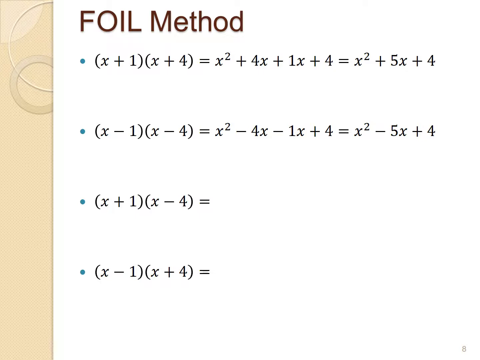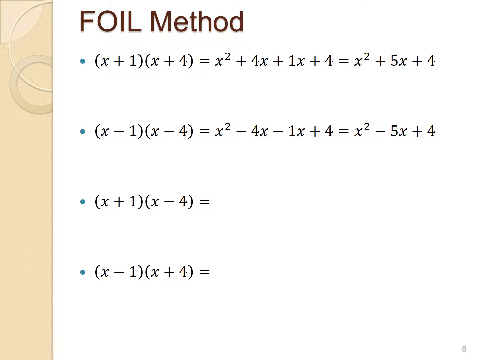You'll notice that all of these are basically the same x and constants, but I changed the signs in between. We should always get a different answer because of this, and we do. When we combine the common terms of this negative 4x minus 1x, we get, of course, minus 5x. So we end up with x squared minus 5x plus 4.